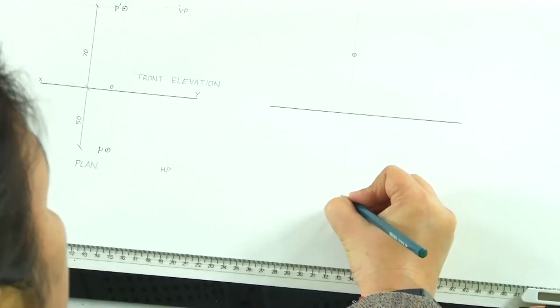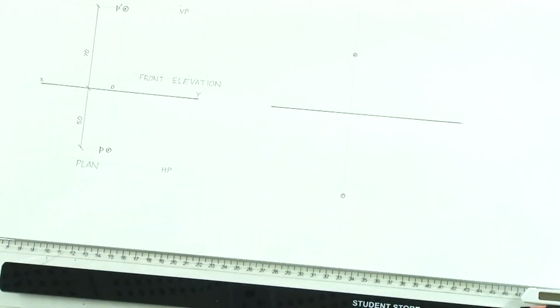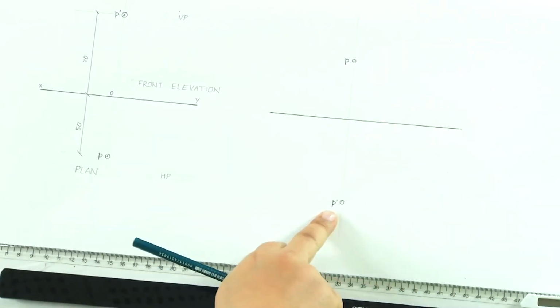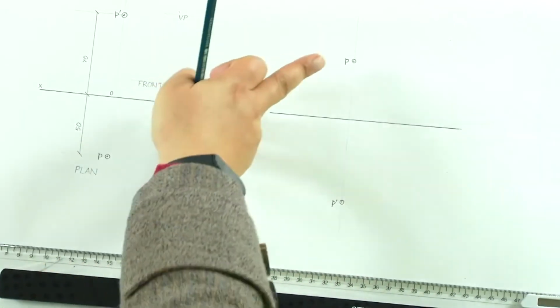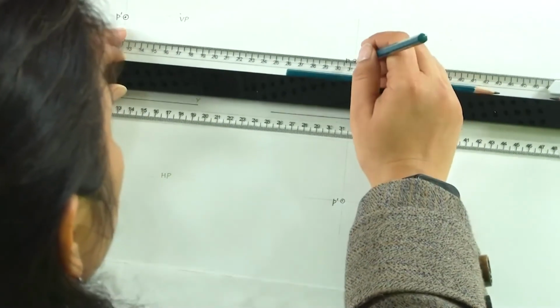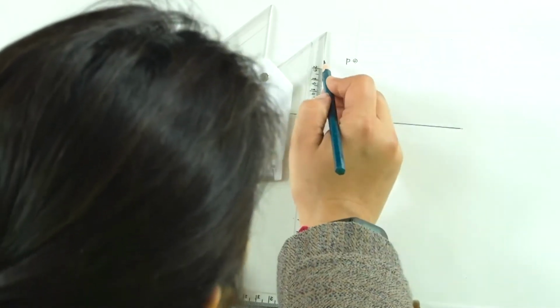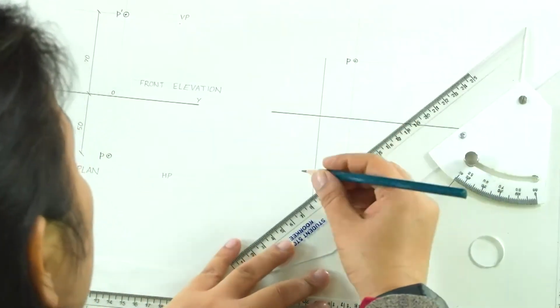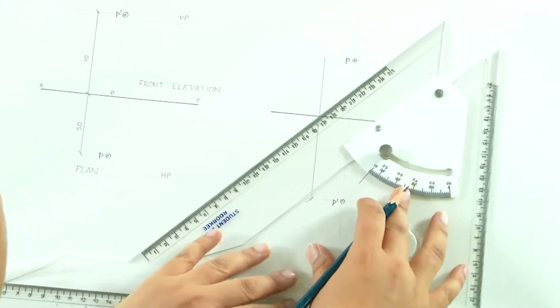We mark the point. Now, the plan will always be mentioned with the letter first. So, here this would become P and this would become P dash, which is the nomenclature for the elevation. So, we have P in top and P dash in the bottom. We will again dimension. We will dimension the same way as we did for the first quadrant.